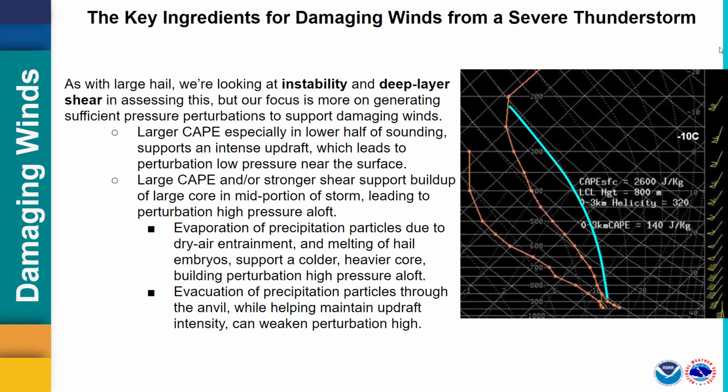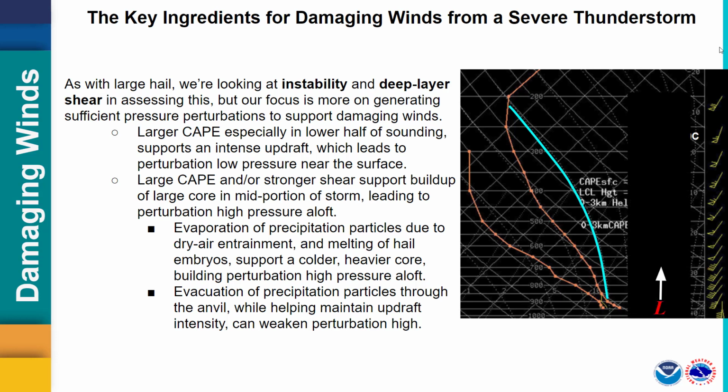The key ingredients for damaging winds include instability and deep layer shear, as we look at it for large hail. But our focus here is more on generating sufficient pressure perturbations to support damaging winds. To start with, we look for large CAPE down low in the lower half of the sounding. Where CAPE is lacking, then we would want more extreme low-level shear. We want conditions that favor an intense updraft down low. This leads to perturbation low pressure near the surface. Then we look aloft for large CAPE or stronger shear that supports the buildup of a large core of precipitation in the mid-portion of the storm, leading to a perturbation high pressure aloft.